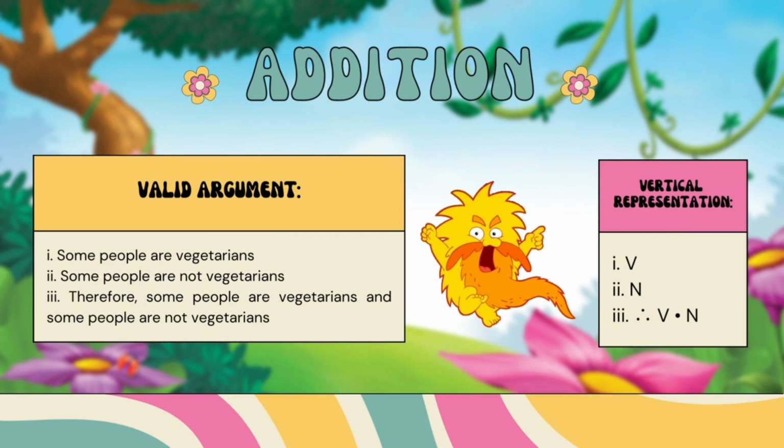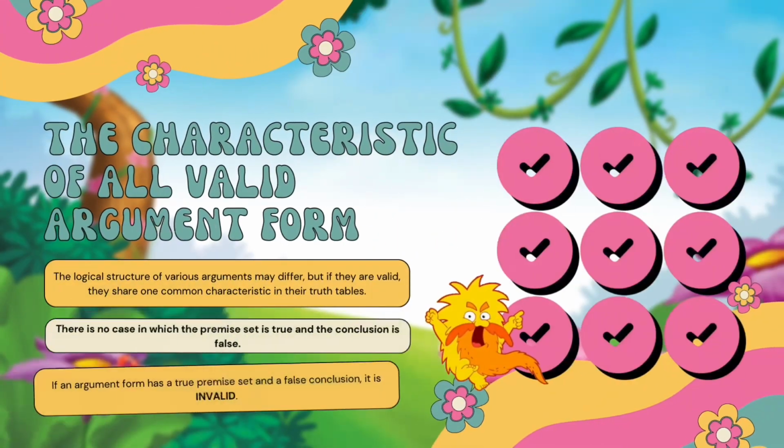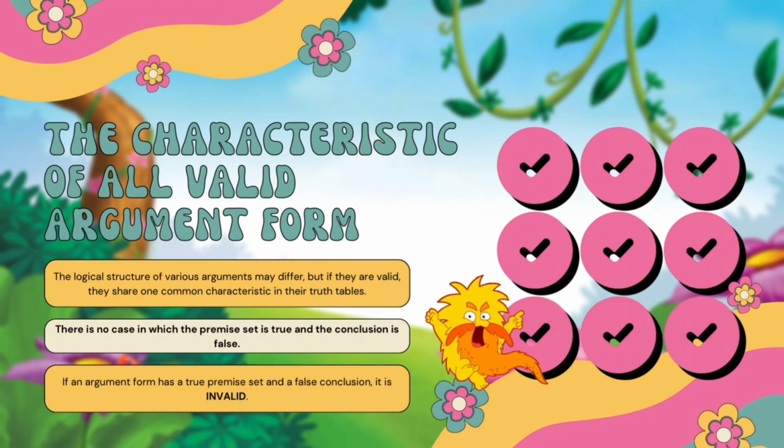Any argument with the logical structure of modus ponens and addition has a logical form that is always valid, whatever its content. Just make sure that both premises are true. With this, we can observe the characteristic of all valid argument forms. The logical structure of various arguments may differ, but if they are valid, they share one common characteristic in their truth tables. Namely, there is no case in which the premise set is true and the conclusion is false. If an argument form has a true premise set and a false conclusion, it is invalid.